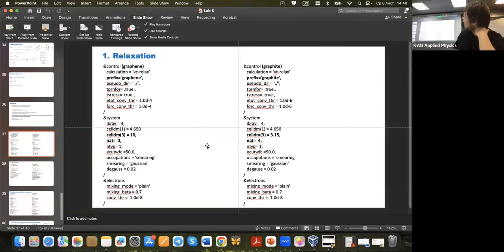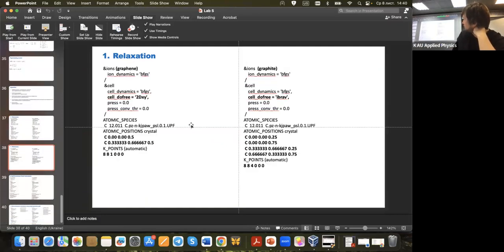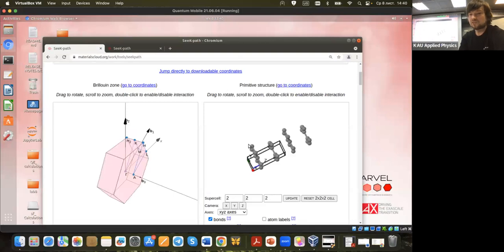Okay, what other difference do we have? One difference, and another difference is the coordinates. You see here for graphite we have 4 coordinates for these two layers. But for graphene, I just left one layer. You see 0.25, 0.75. It's in that direction. In that direction, what do we have? So this is 0.25, 0.75. I need something in the center.